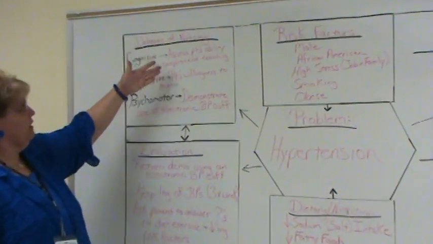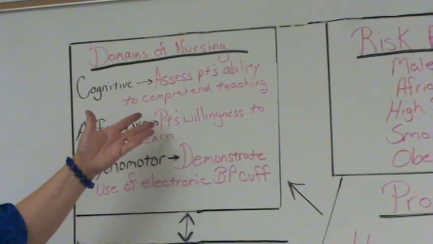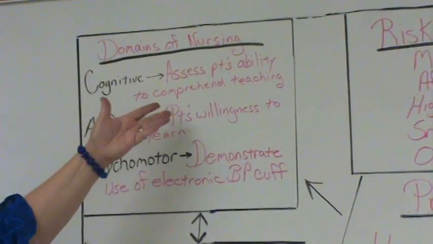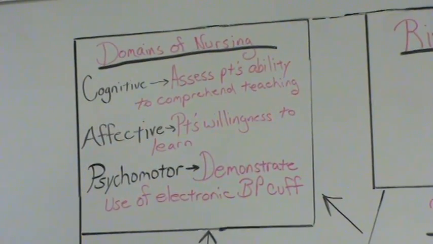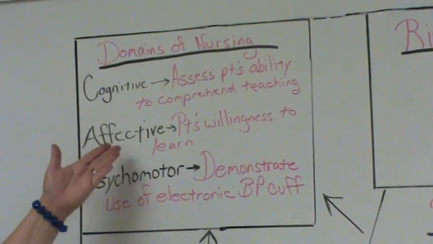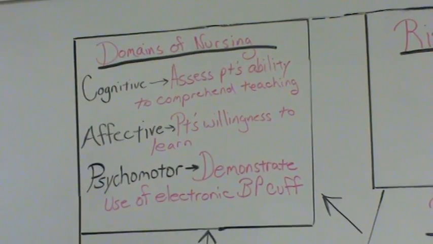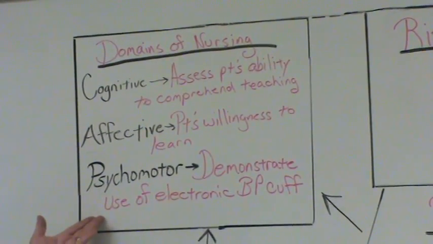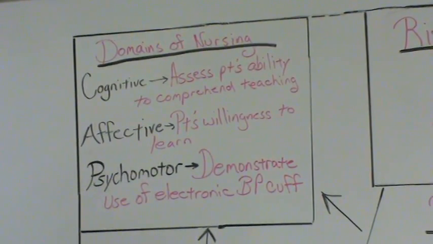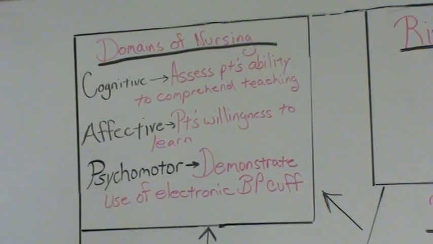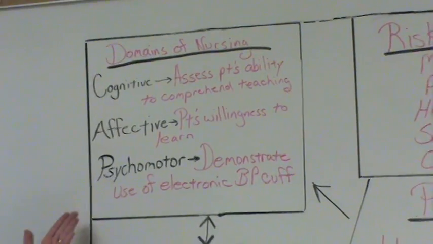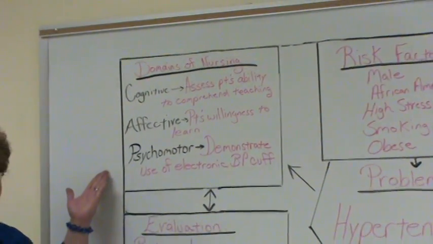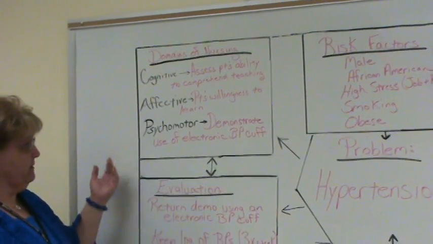Cognitive. What kind of ability does this patient have to comprehend the teaching that we want to give him? His affect. Is he willing to learn? And then psychomotor, can he demonstrate to us how to check his own blood pressure? Okay? If we're going to put somebody to work, we're going to have to give them the tools to do it with. So that's what that's about.